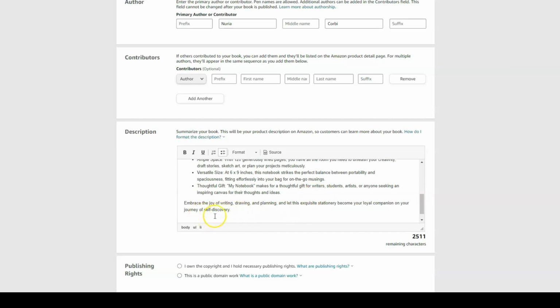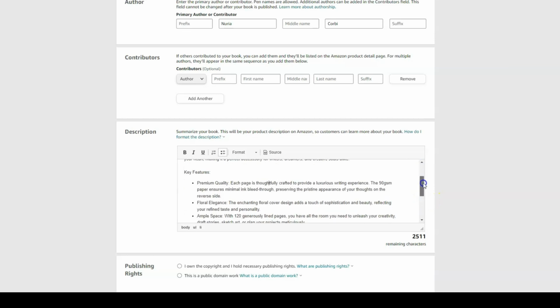In this case, I've said, embrace the joy of writing, drawing and planning, and let this exquisite stationery become your loyal companion on your journey of self-discovery. So it kind of gives them an incentive as to why they should buy this book. So you can really think about this.